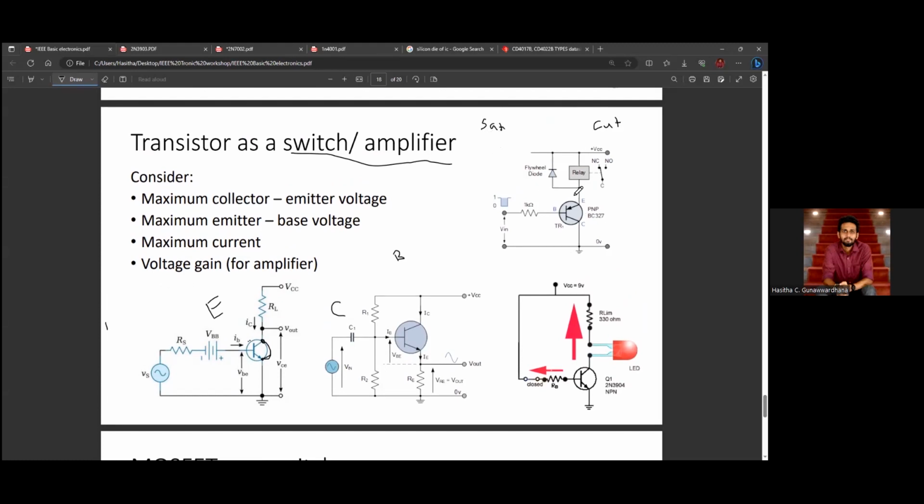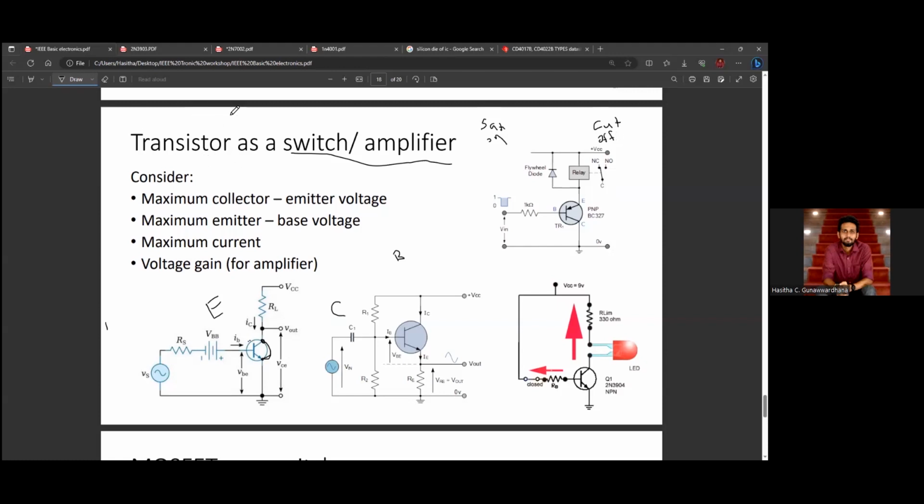Saturated means this transistor is fully turned on. Means if we consider this emitter and this collector as connected, we can think of it like being connected with a wire. This is a simple analogy. So this is turned on. Cut off means this is fully turned off, which means there's no connection between this collector and emitter. This is like off.